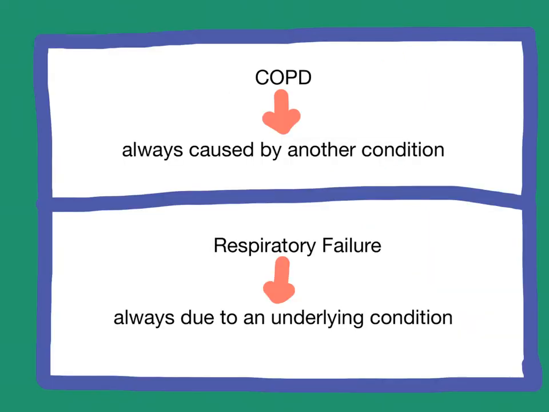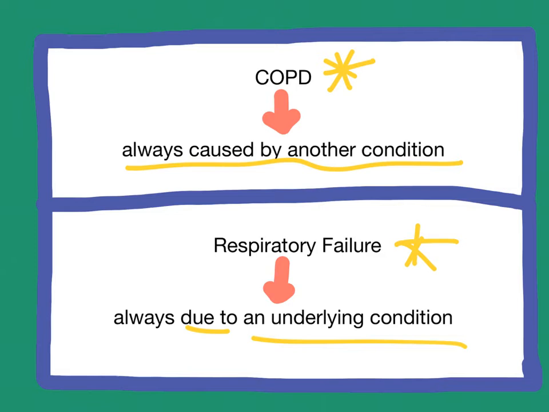Two things to keep in mind within this chapter. Number one, COPD, chronic obstructive pulmonary disease, is always caused by another condition. And respiratory failure is always due to an underlying condition. So it's important to be sure that your principal diagnosis and your secondary diagnosis are properly assigned in this chapter. This is especially true with respiratory failure, where the principal diagnosis depends upon the patient's unique situation and whatever it was that prompted the admission to the hospital in the first place.